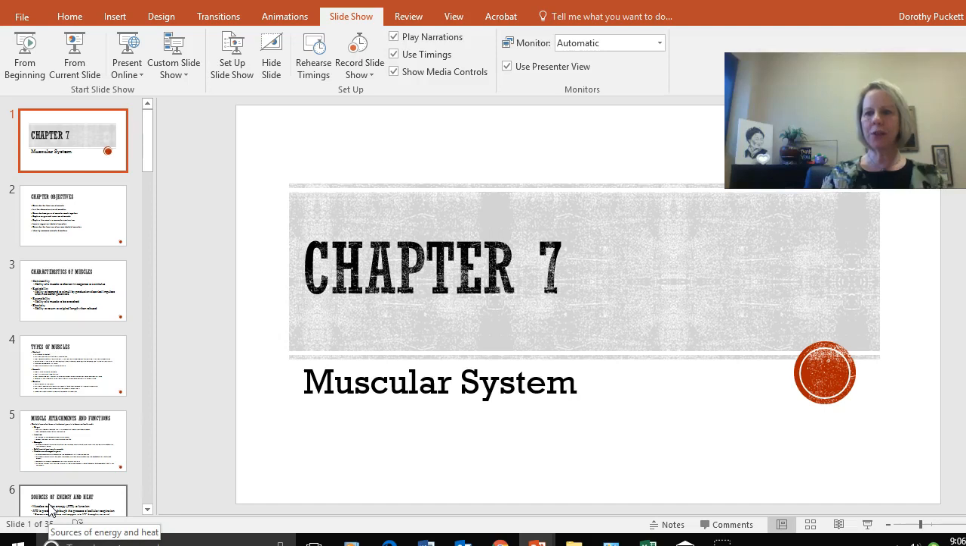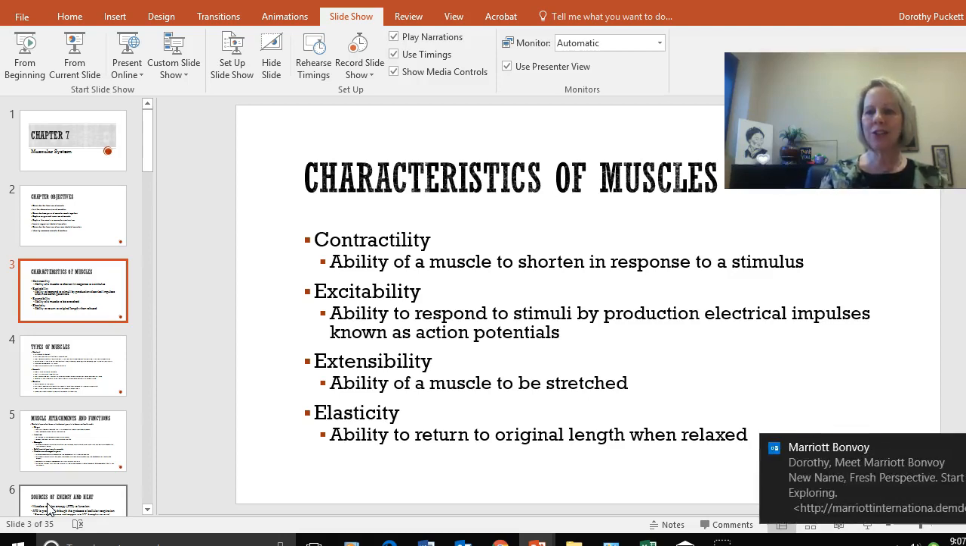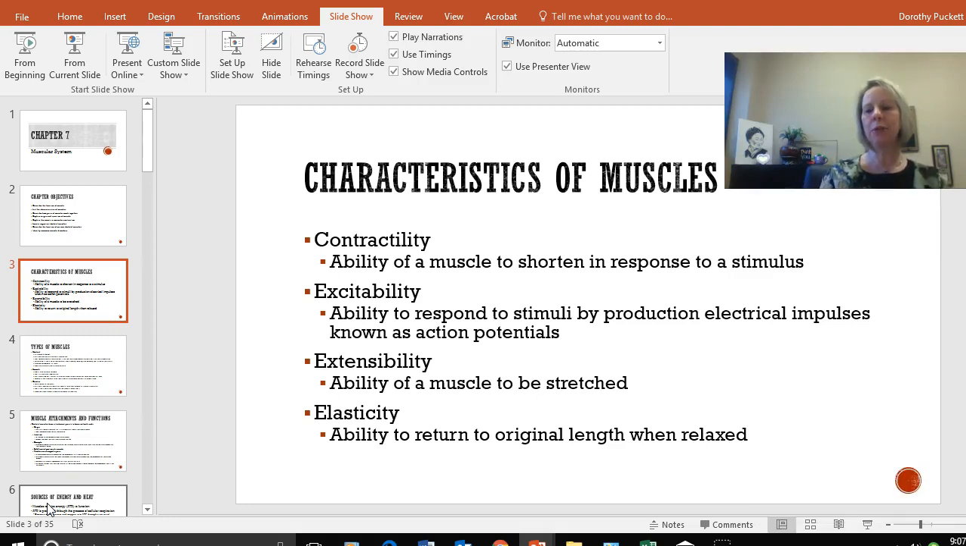Today we're going to go over Chapter 7. As we look at this chapter, one of the things you want to know about muscles is that they have the ability to contract or shorten in response to a stimulus. They also are able to respond to stimuli by producing electrical impulses, which are quick ways to get information around the body, and these are called action potentials. Extensibility is the ability to be stretched, and so they can stretch and also recoil, which means they're able to return to their original length after being stretched, and we call this characteristic elasticity.